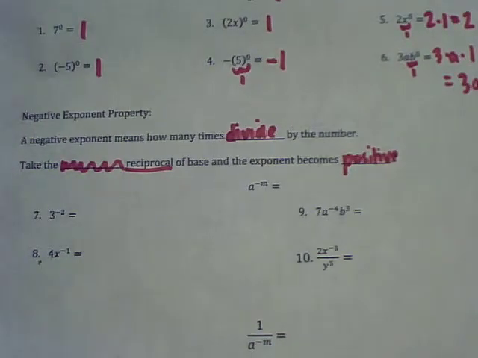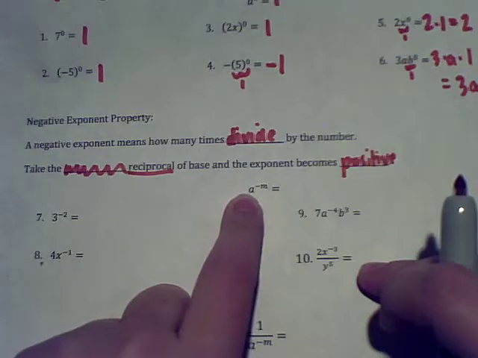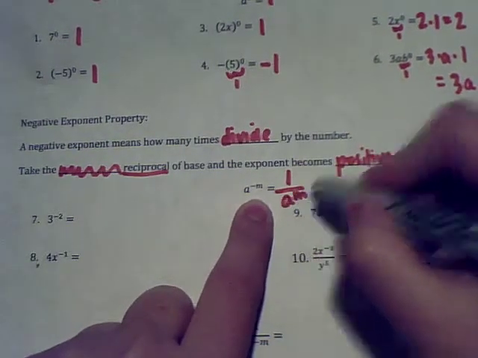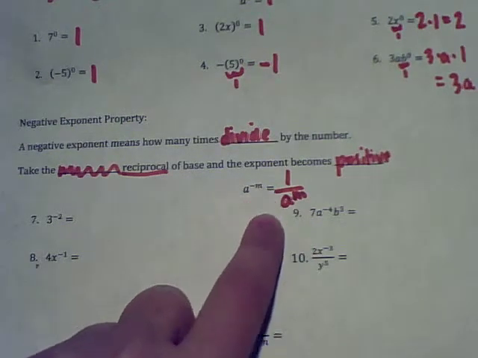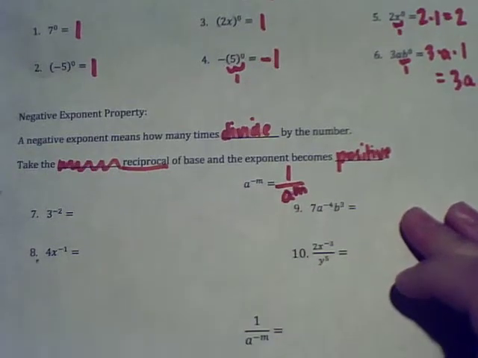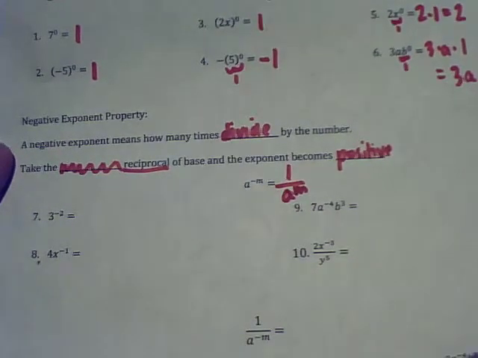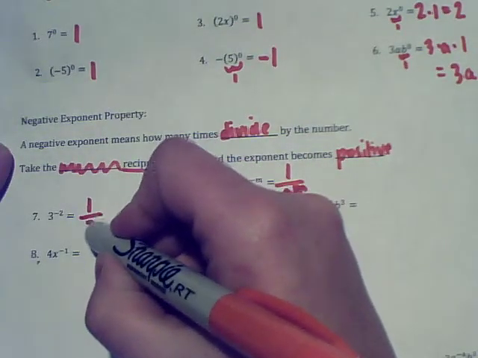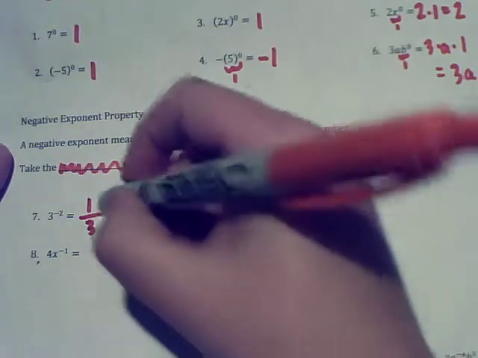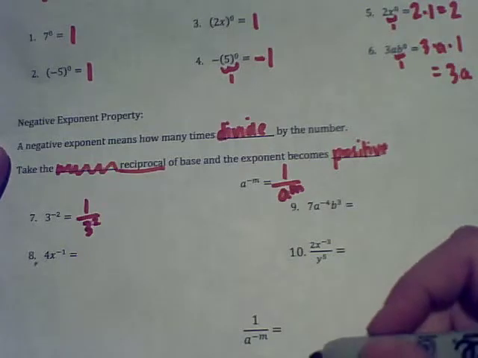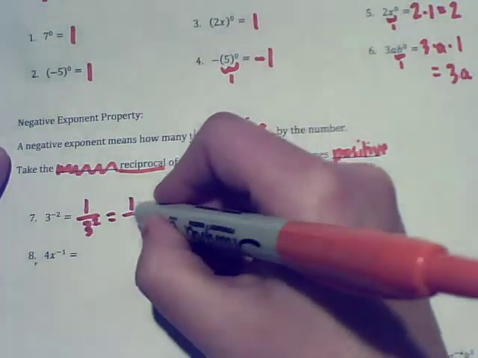So my rule is if I have a number a to a negative exponent, I'm going to end up making it positive by changing it to the reciprocal of a, which is 1 over a, and then my exponent becomes positive. If I look at example 7, I have 3 to the negative 2. I take the reciprocal of my base, which is 1/3, and then my exponent stays on the 3 and becomes positive. And this one we can actually evaluate because we know what 3 squared is. It's 9.